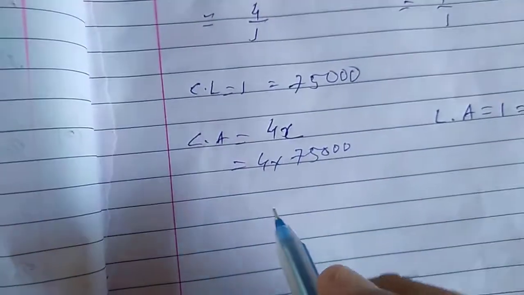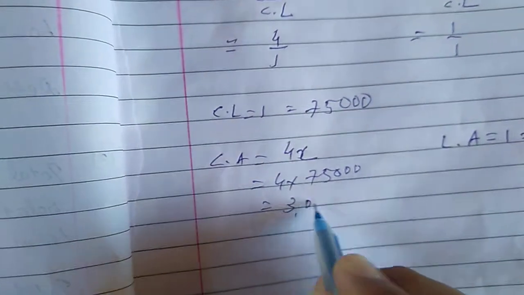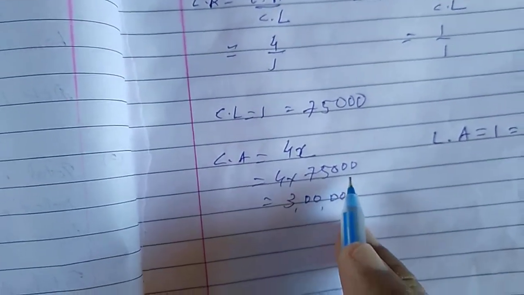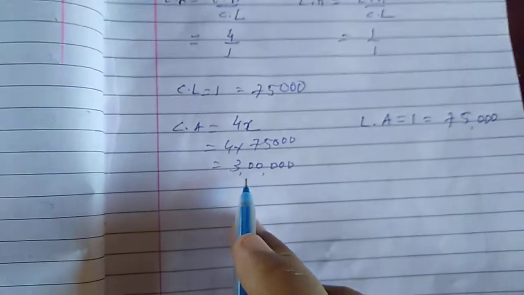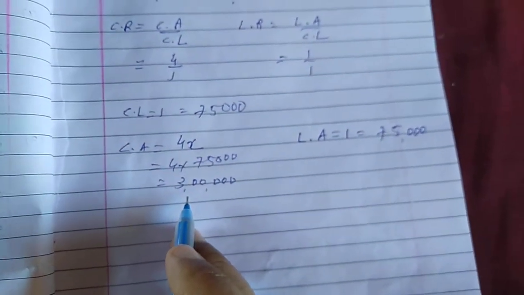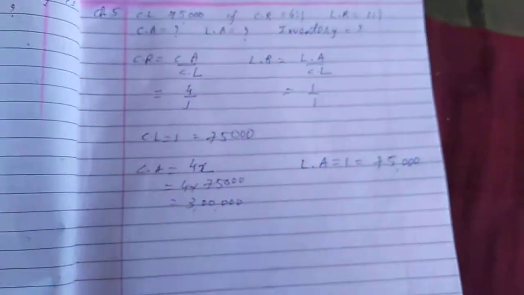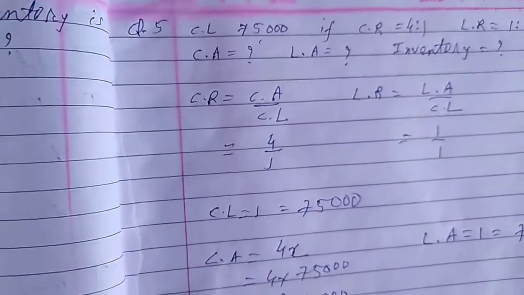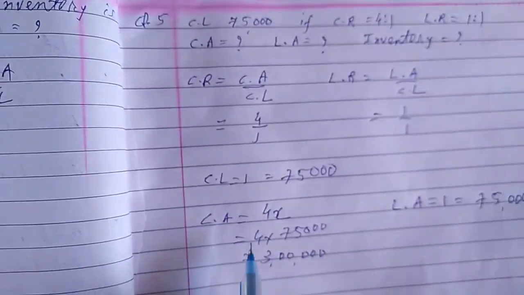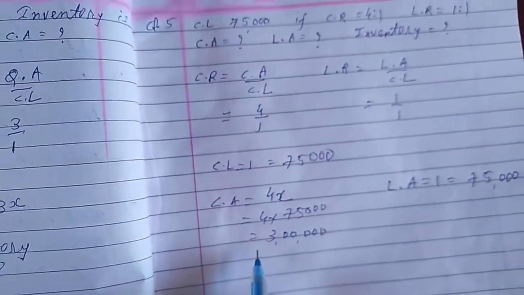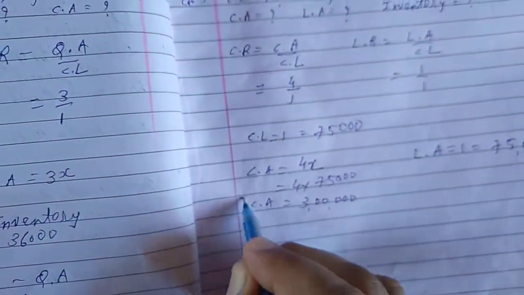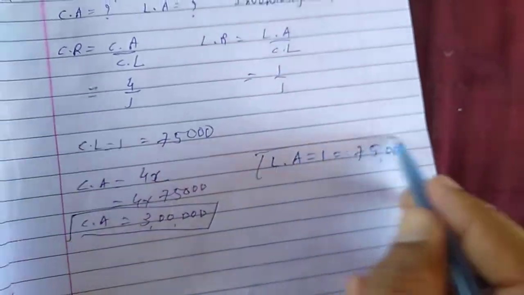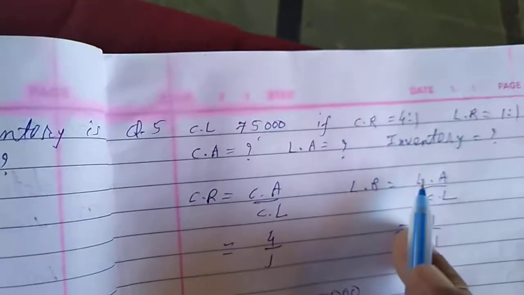4 into 75,000 means 3 lakh. If you multiply 75 into 4, that is 300, then 30, so 3 lakh. Current asset is equal to 3 lakh. Liquid asset is equal to 75,000. So here you have got both answers: current asset is equal to 3 lakh, and liquid asset is 75,000.